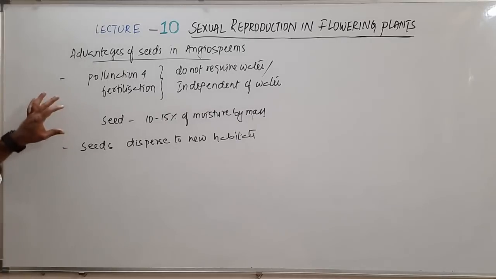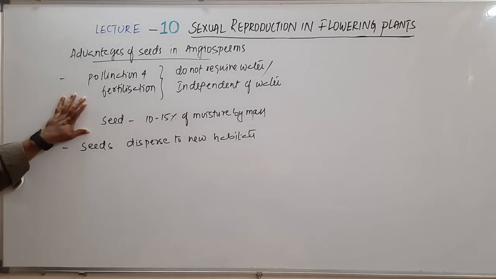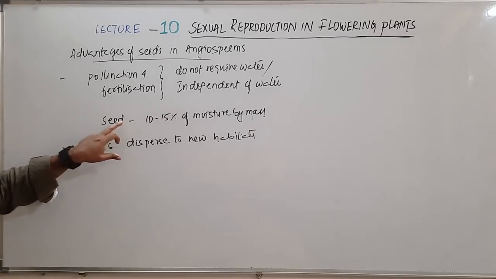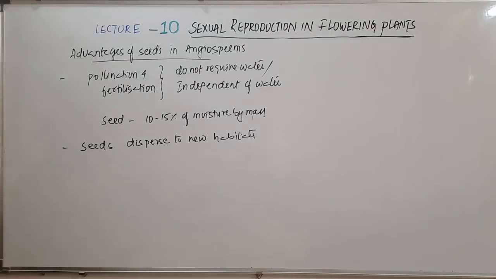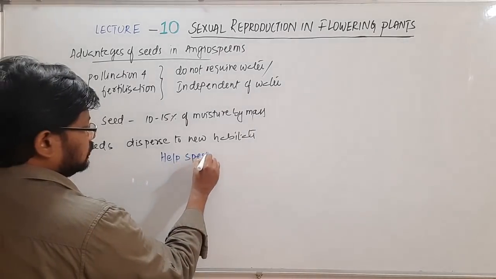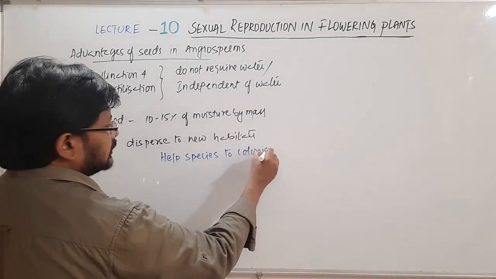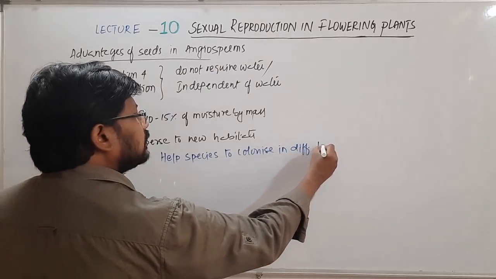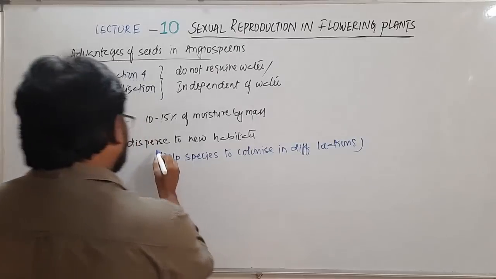So one advantage is that the formation of the seed requires less water content, and the seeds will help in getting dispersed to different habitats, right? So the species will be carried to different locations. I can say this helps the species to colonize different locations or different areas, right?